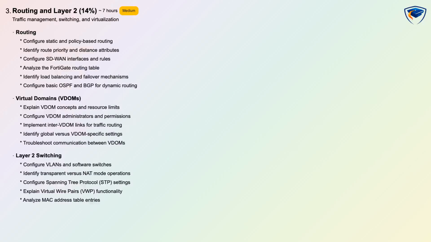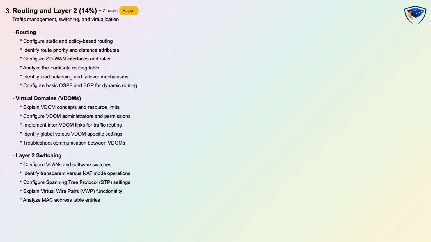Routing and layer 2 is 14%, medium difficulty, with about 7 learning hours and conceptual plus scenario-based assessment. Expect to configure static and policy-based routing, understand route priority and administrative distance, set up SD-WAN interfaces and rules, and analyze the FortiGate routing table.